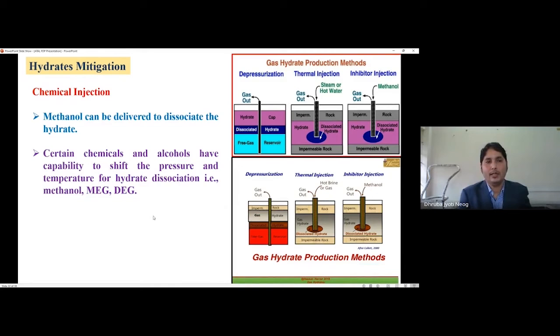The third method is the chemical injection method. In this method, methanol can be delivered to dissociate the hydrate, and certain chemicals and alcohols have the capability to shift the pressure and temperature for hydrate dissociation. These are methanol, monoethylene glycol, and diethylene glycol.